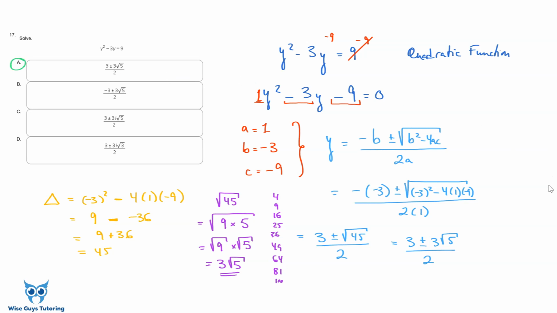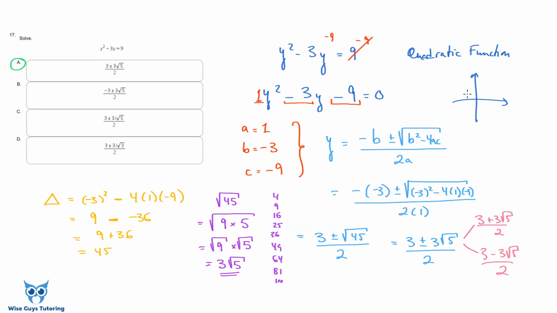I just want to clarify a little something here. So this plus minus, in case it's throwing you off, it just means there are two answers. One of them is 3 plus 3 square root of 5 divided by 2, and 3 minus 3 root 5 over 2. And the reason you have 2 is because this is a parabola.